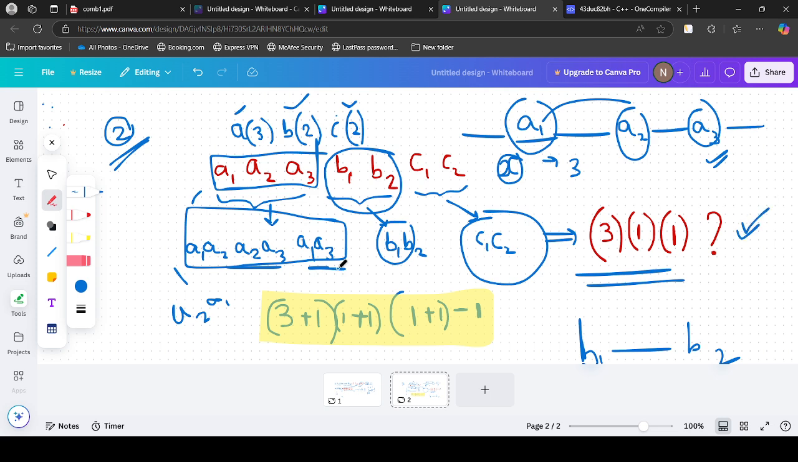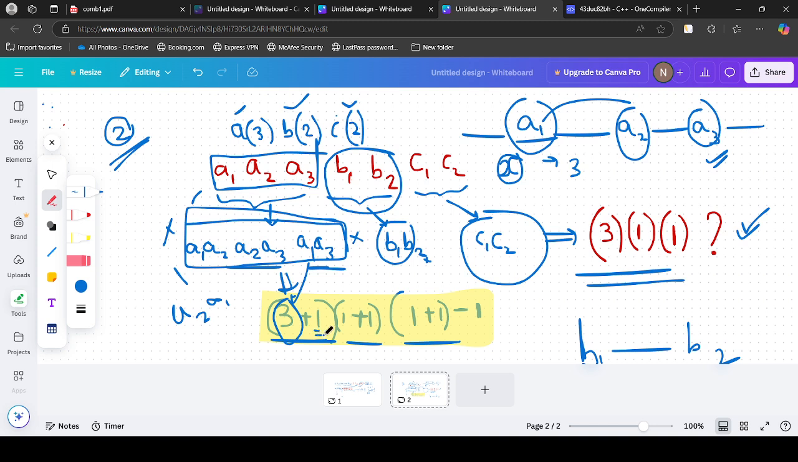Because we can select or ignore a character with a frequency greater than or equal to 2. We have seen that there are three choices of which we can consider a with a frequency 2, but it is not guaranteed that we have to select a surely in the subsequence of frequency 2. So we can ignore a as well, or we can ignore b as well, or we can ignore c as well. So now the answer is (3 plus 1) into (1 plus 1) into (1 plus 1), because these three are these three, and the one is we can select a or not.